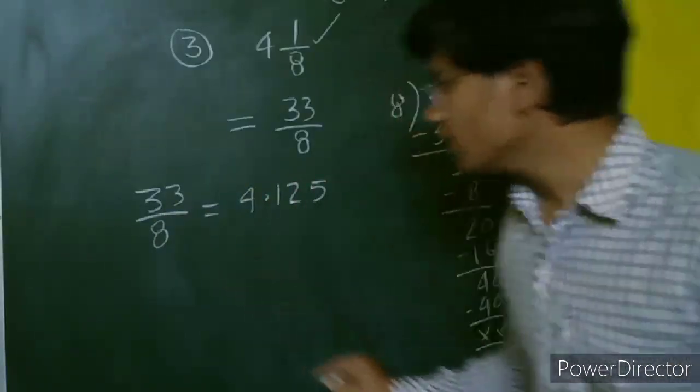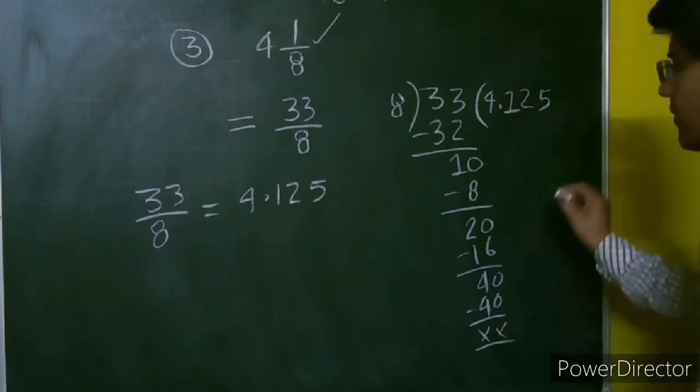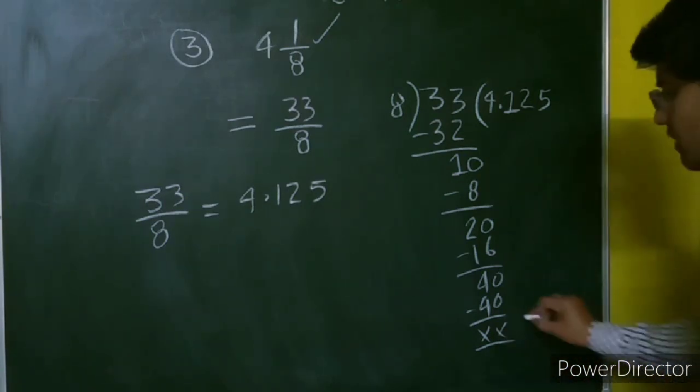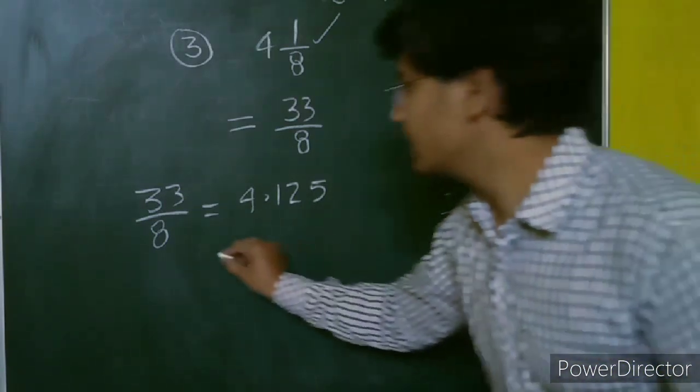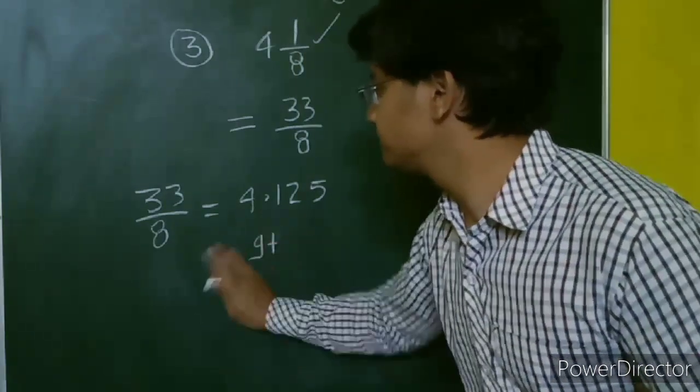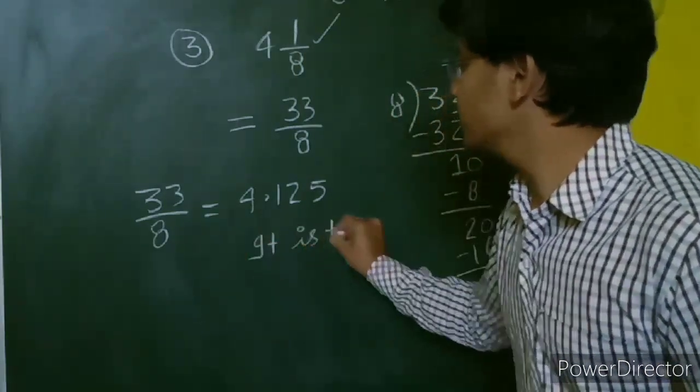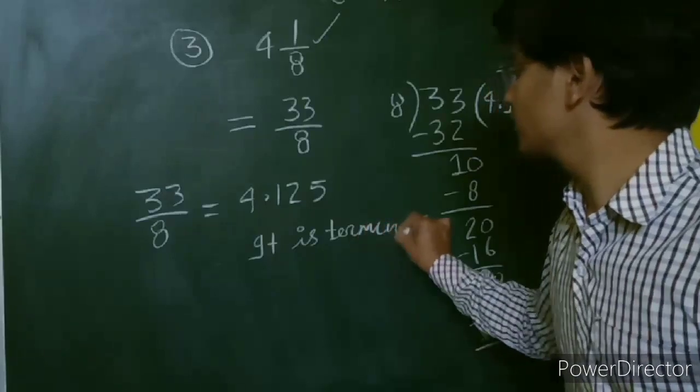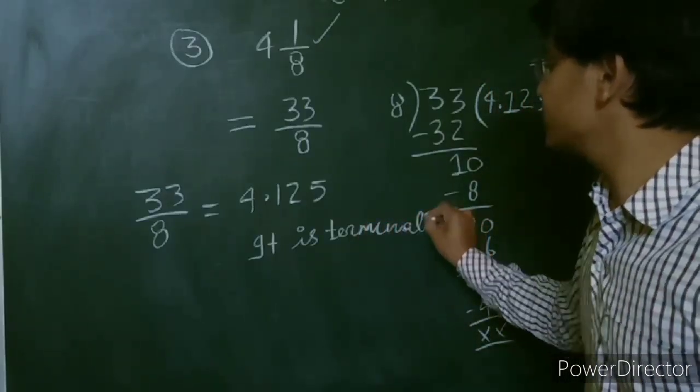4.125. Now clearly you can see it is terminating. Why it is terminating? Because remainder came 0. So we will write here it is terminating decimal representation.